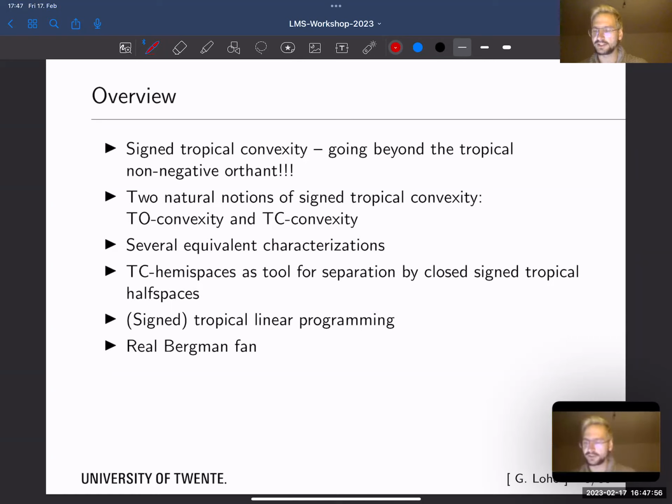They are natural in the sense that they have several beneficial properties, and we can give several equivalent characterizations of them. And along the way, hemispaces, or TC hemispaces, will come up as a tool. In general, convexity is a lot about separation, and so this will come up as a tool along the way. And two motivations for us are signed tropical linear programs, or originally tropical linear programming, but now let's say more generally signed tropical linear programming, and real Bergman fans.